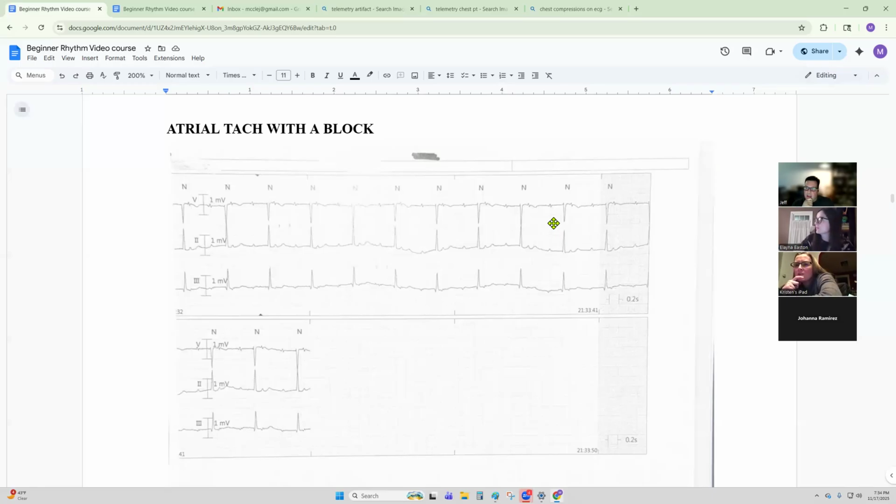So where is the block? The block is because this one doesn't have a QRS complex. Only every other P wave has a QRS complex. So that is the block part, right?